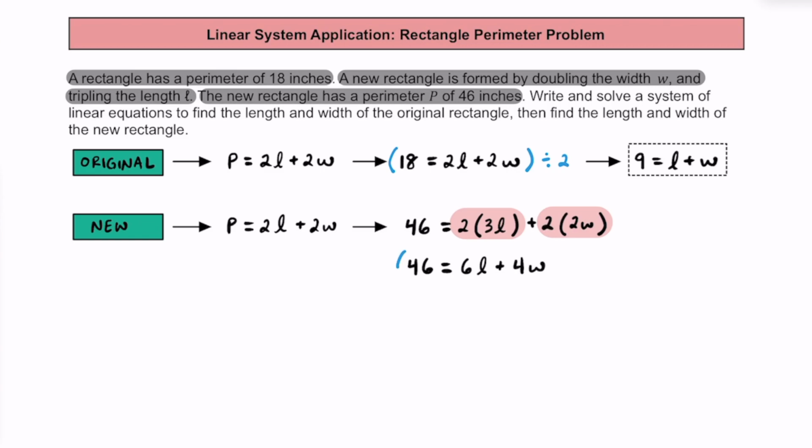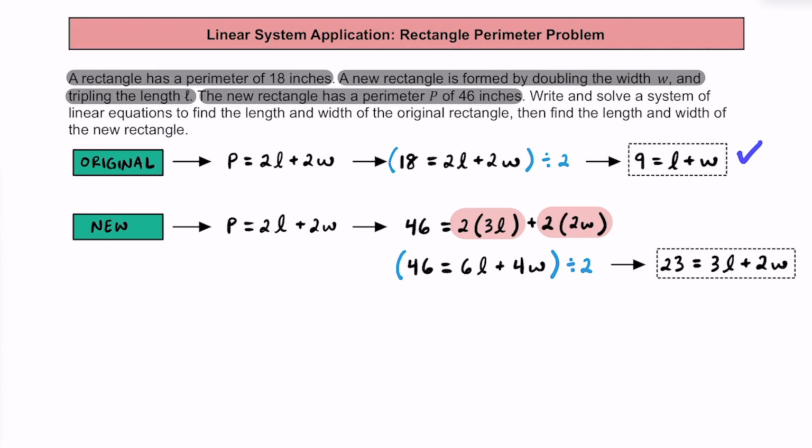Similar to the equation that we dealt with for the original rectangle, we can simplify this a bit as well and divide by a common factor of all the terms here. So I'm going to divide everything by 2. If we do that, we can use this equation of 23 is equal to 3L plus 2W. This will be our second equation.